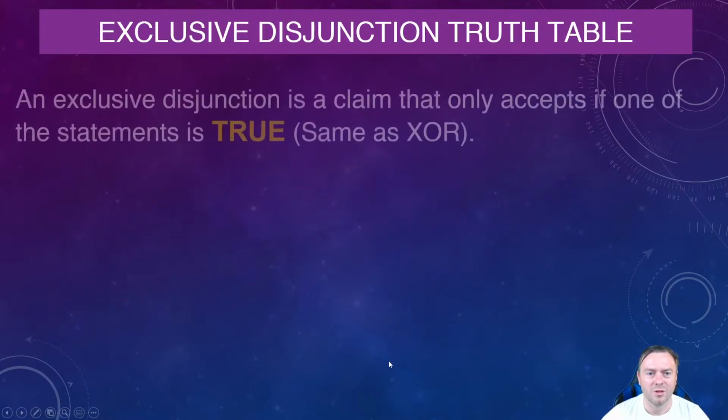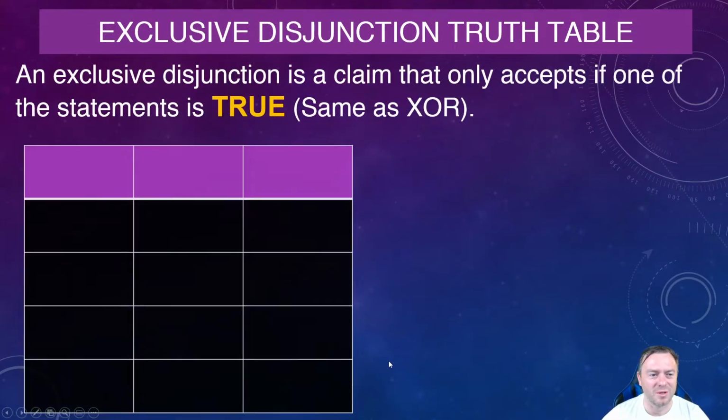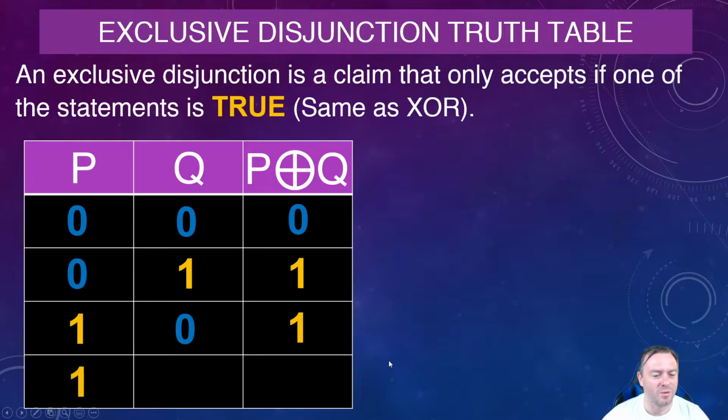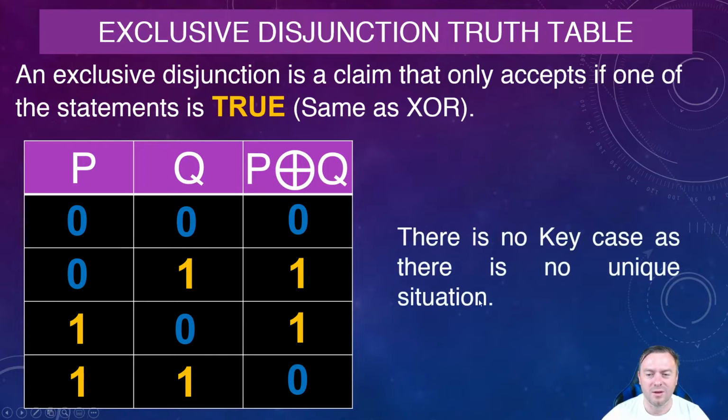Okay, so the truth table for this looks pretty simple. You've got P, Q, and then you've got P XOR Q. So 0 and 0 makes a 0, 0 and 1 makes a 1, 1 and 0 makes a 1, and then 1 and 1 makes a 0. So there is no key case or unique case in this case because nothing stands out.